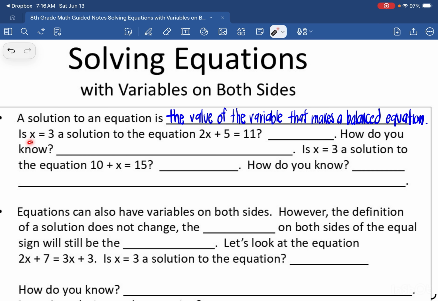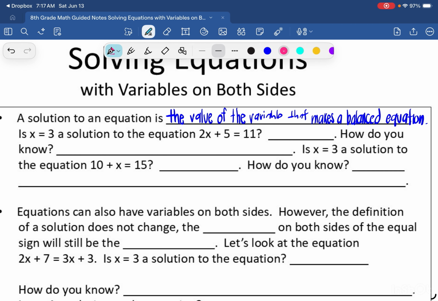Is x equal 3 a solution to the equation 2x plus 5 equals 11? If I substitute 3 in for x, is my equation balanced? Does 2 times 3, which equals 6, plus 5, equal 11? Yes. How do I know? I substituted 3 for x, which means 2 times 3 plus 5 does equal 11.